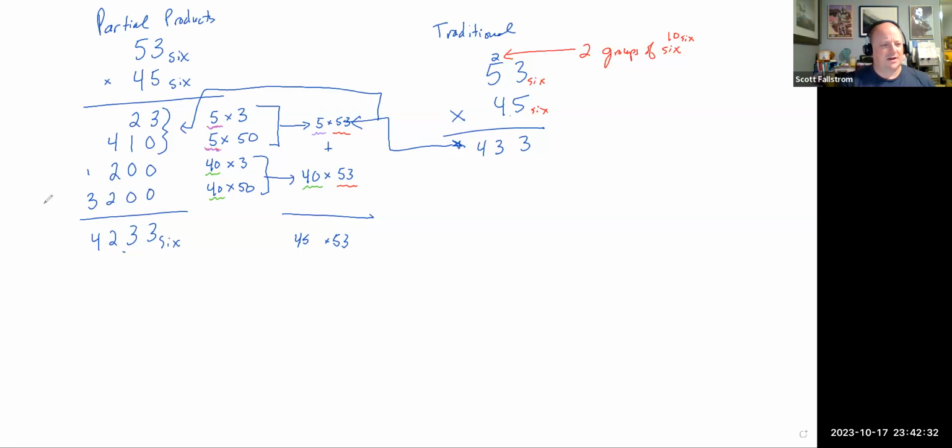So what I want you to get at here is that the 2 that is here, the 2 groups of 6, is the 2 that you're kind of writing up and above. Okay.